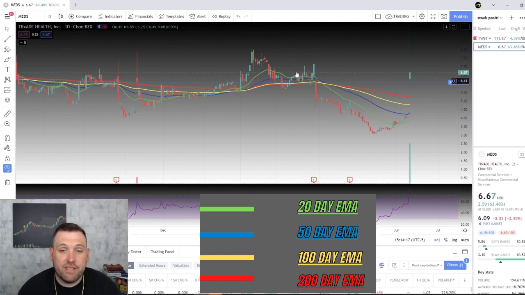And the only reason these moving averages move is because the price of the stock is moving. The price is going up, it pulls the 20-day EMA with it. The price is going down, it pulls the 20-day down with it. But at some point, it will come back.